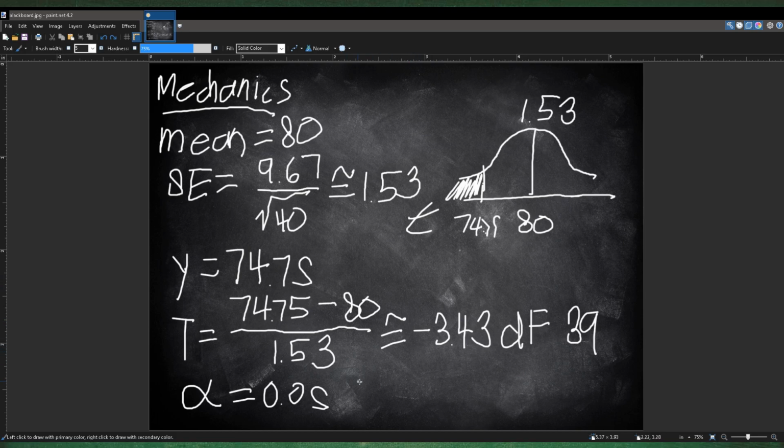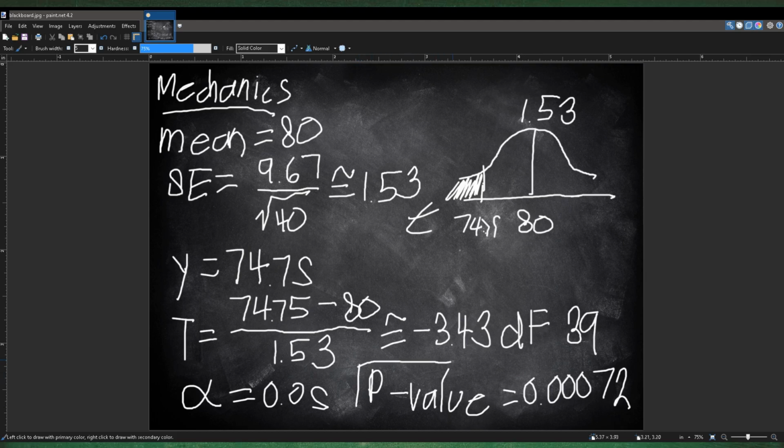So the probability, your p-value, is equal to 0.00072. So this is the probability that he'll pass the class. Because if this is the probability that he's not going to make it in the class, then this is the probability that he's going to fail, right? So that's the probability that he won't make it.